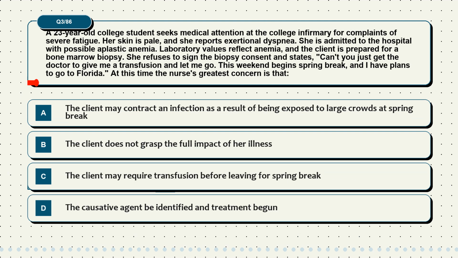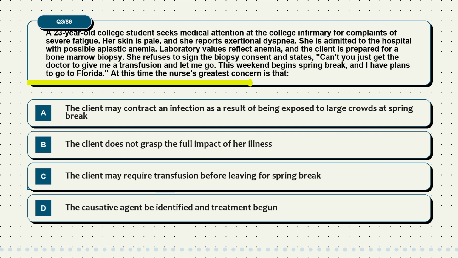Question 3. A 23-year-old college student seeks medical attention at the college infirmary for complaints of severe fatigue. Her skin is pale, and she reports exertional dyspnea. She is admitted to the hospital with possible aplastic anemia. Laboratory values reflect anemia, and the client is prepared for a bone marrow biopsy. She refuses to sign the biopsy consent and states, "Can't you just get the doctor to give me a transfusion and let me go? This weekend begins spring break, and I have plans to go to Florida."